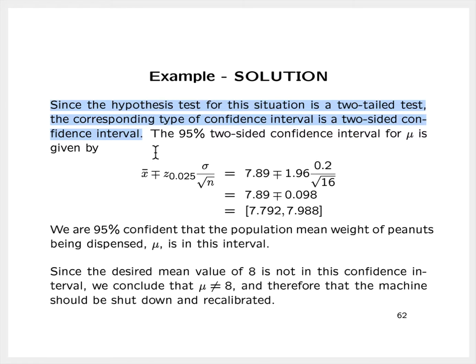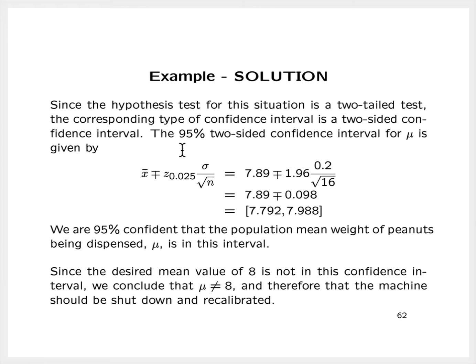Like I said, we know that we can test that hypothesis and come up with a determination as to whether the machine needs to be shut down. But there is an equivalent, a corresponding confidence interval that would allow us to draw that same conclusion. So because the appropriate kind of hypothesis test is a two-sided or two-tailed hypothesis test, the appropriate type of confidence interval would be a two-sided confidence interval.